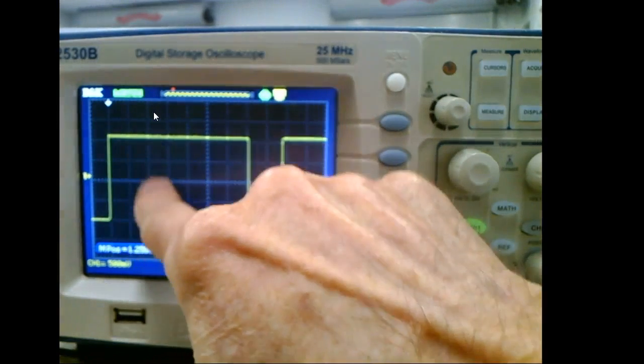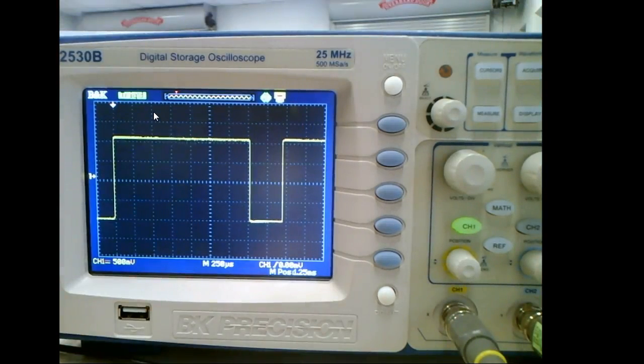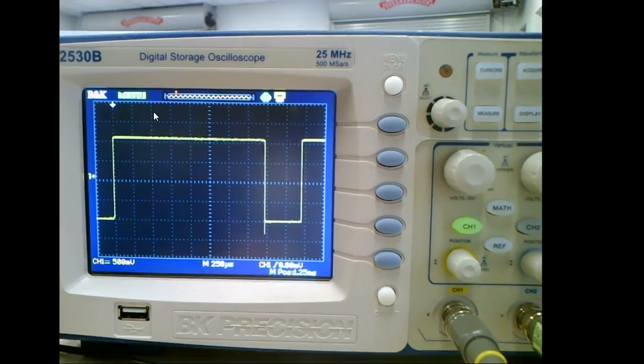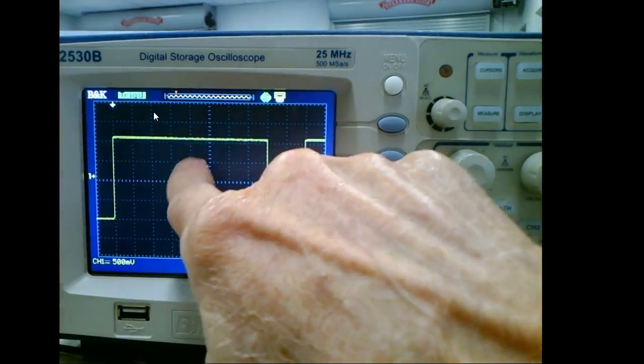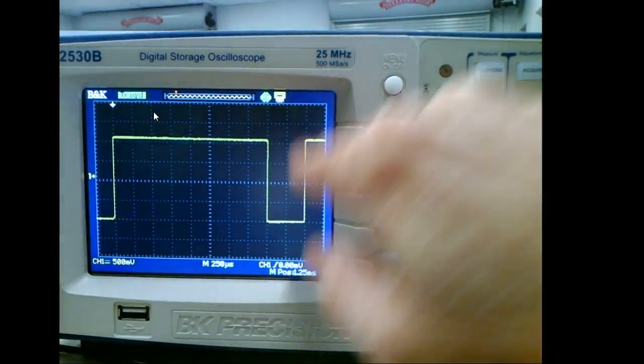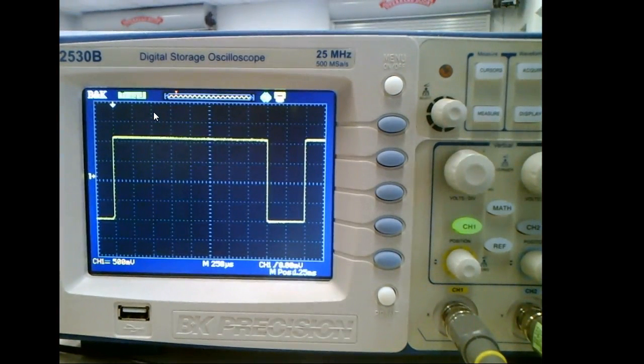So 1, 2, 3, 4, 5, 6, 7, 8, 9. I need to... So 1, 2, 3, 4, 5, 6, 7, 8, 9, 10 divisions. So what's going to really make... So right now, I would be running an 80% duty cycle because it's over what? 8 divisions, right?